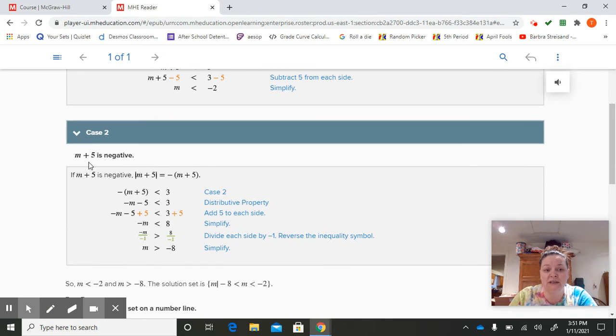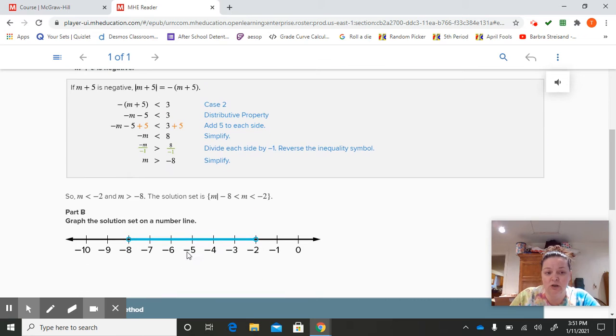Case number 2 is that it is negative. So the quantity of m plus 5 is negative. That means that negative m minus 5 is less than 3. So we add 5 to both sides, which means that negative m is less than 8. Divide by negative 1, and remember we have to reverse the inequality symbol anytime we multiply or divide by a negative number. So it becomes m greater than negative 8.